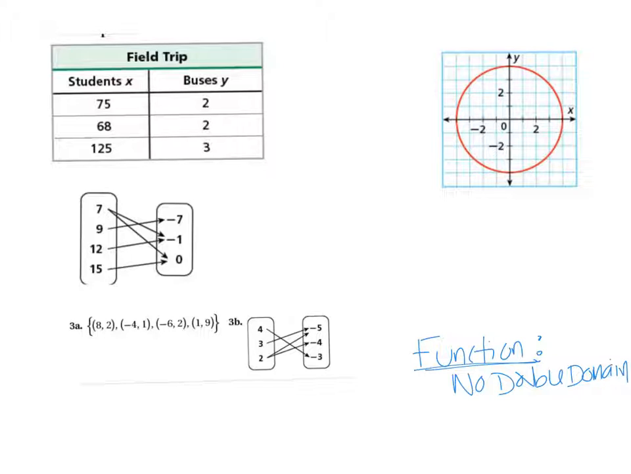All right, so I'm looking at my first table of values. My domain is 75, 68, 125. My range is 2 and 3. I don't write that repeated value because it's not necessary to write 2, 2, 3. Okay, so that's my domain and range. And if I look at my domain, let's highlight this here. If we look at the domain, there isn't one repeated number. And so this is a function.